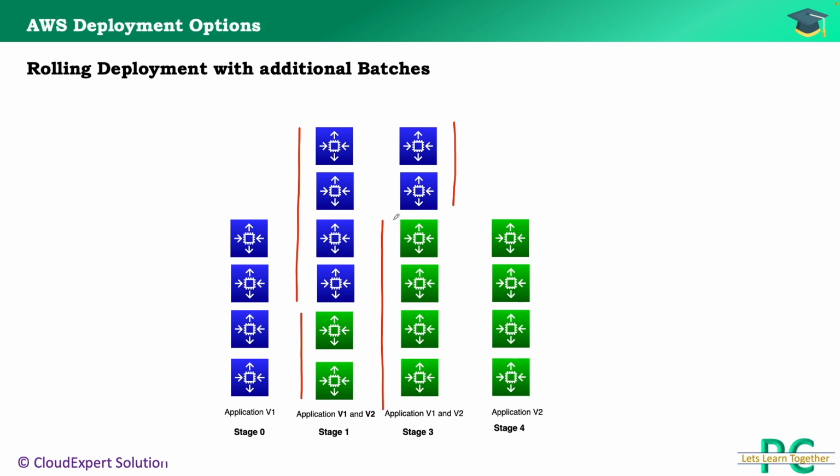Now you can understand the difference between rolling deployment and rolling with additional batches: here you are adding additional infrastructure to accommodate the new application version or the incoming application version.